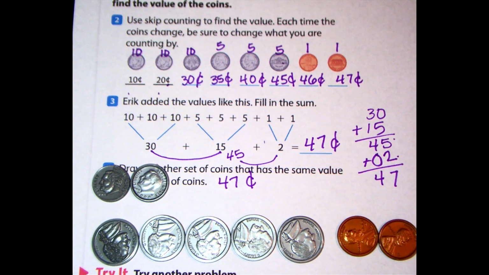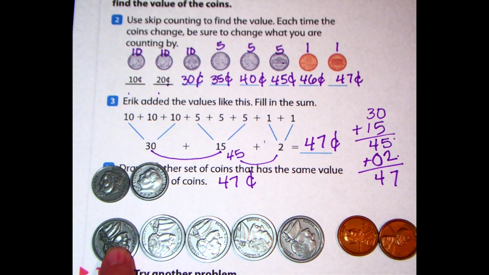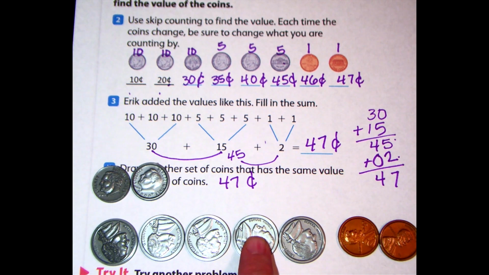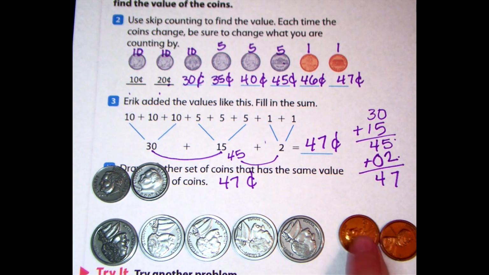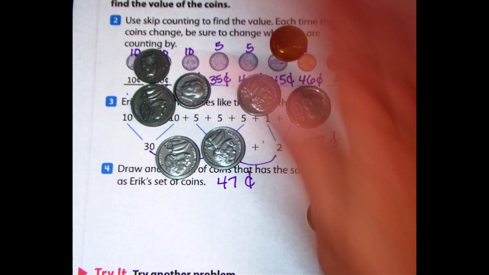So I kind of played around with it a little. Let's count to see if I have 47. I have 10, 20, 25, 30, 35, 40, 45, 46, 47. Okay, so I want you to come up with your own set of coins.